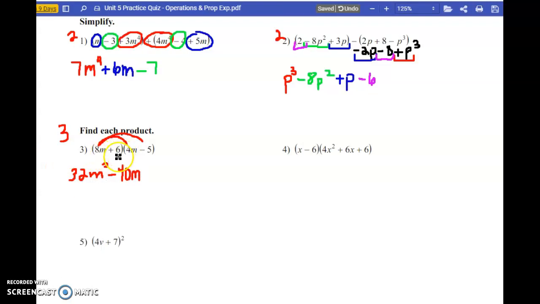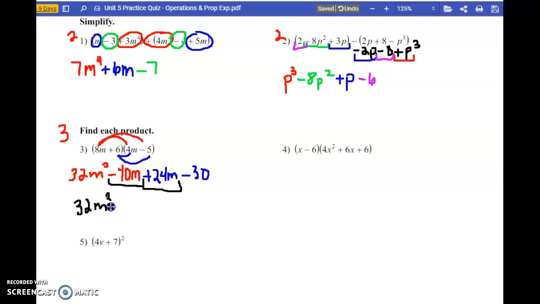And then I do the 6 here. 6 times 4m is plus 24m. And 6 times -5 is -30. And I just go ahead and look to combine like terms. I have like terms here and here. And my final answer will be 32m squared.